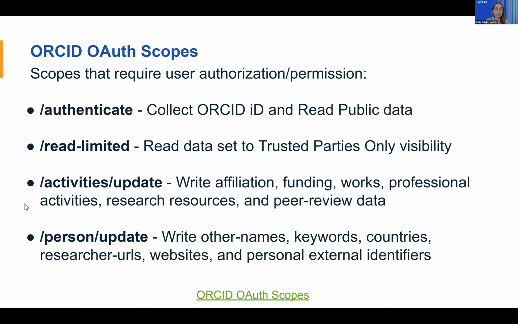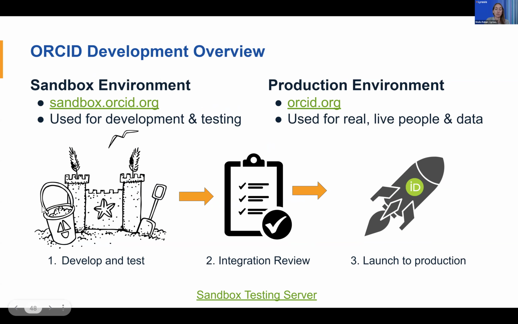So keep that in mind, and we'll be coming back to this when we do a walkthrough of how the OAuth process works. Now, just some background information on ORCID development and how it works. Basically, ORCID has a sandbox environment and a production environment. The sandbox environment is basically just like the production environment, but there's no real people or real data in there. It's just for development and testing purposes, whereas the production environment, that's what we're all familiar with, our actual live ORCID IDs and our actual information there.